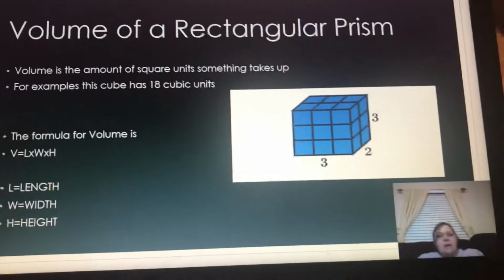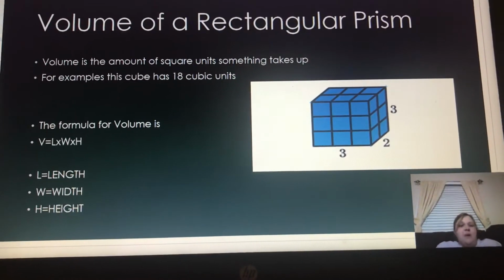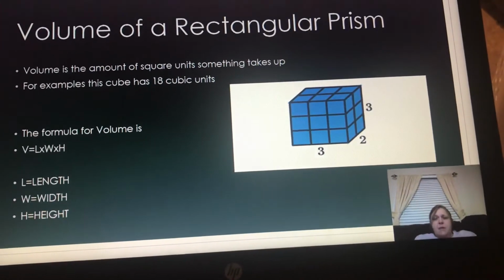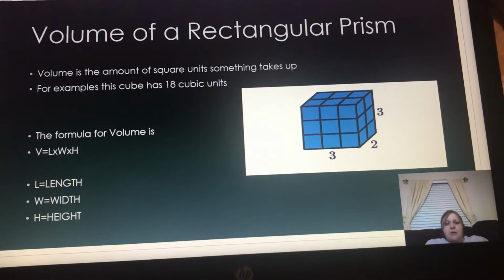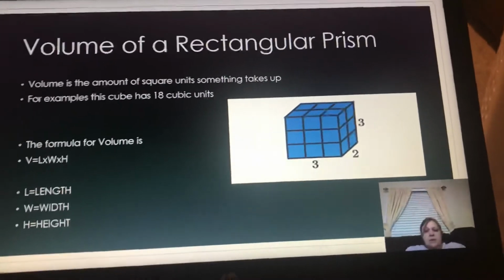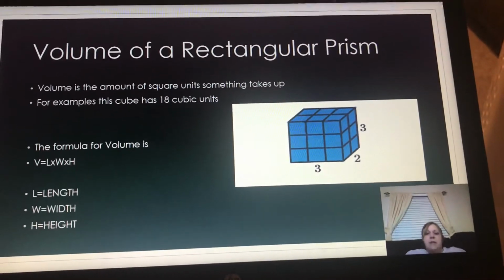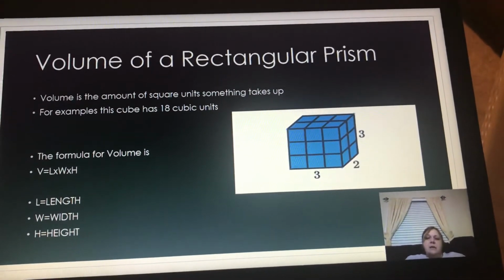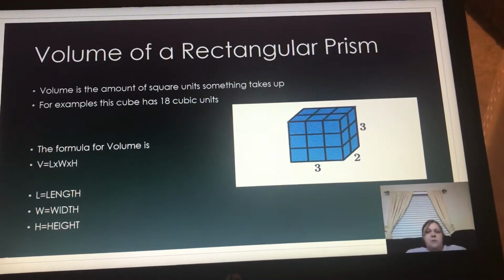Okay, this slide talks about the volume of a rectangular prism. Volume, first of all, is the amount of square units something takes up. In this case, if you look at this picture here, this cube has 18 cubic units. The way we find that out is you take the length times the width times the height. So 3 times 2 is 6. 6 times 3 is 18. So there you go.